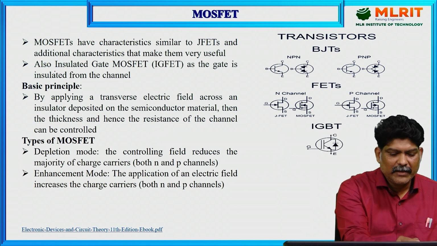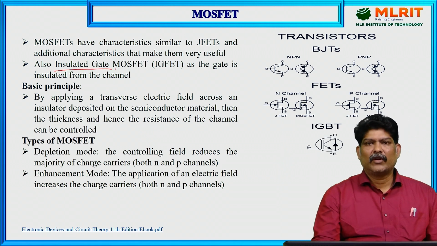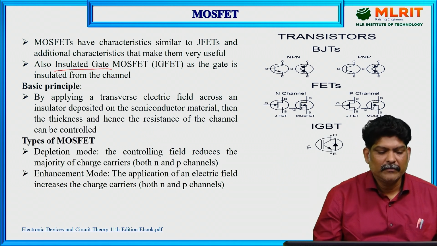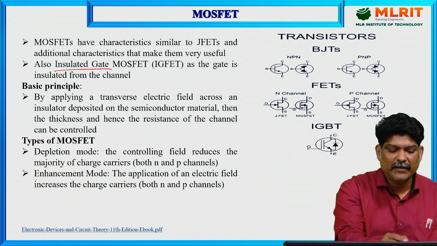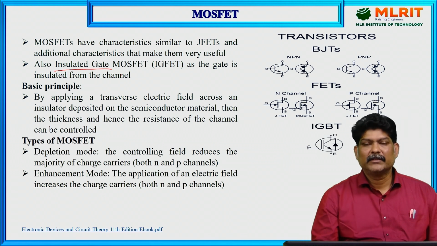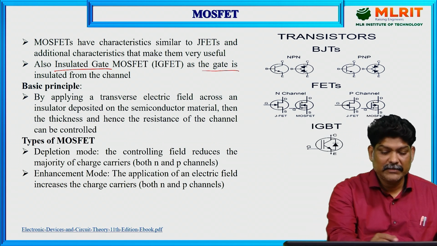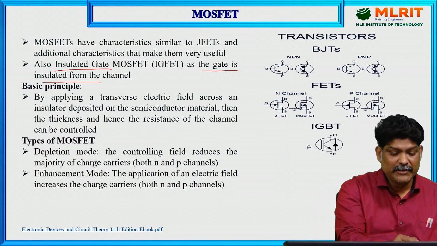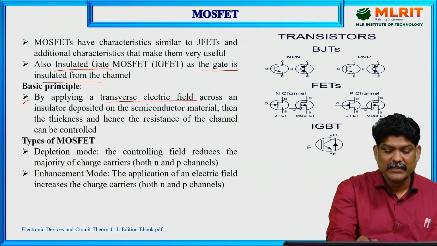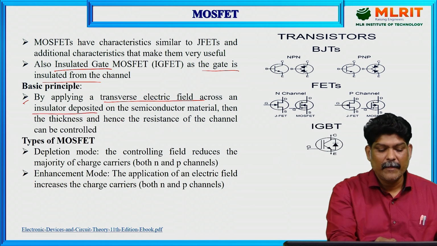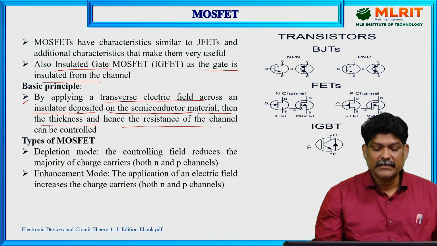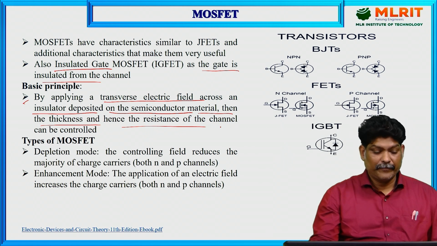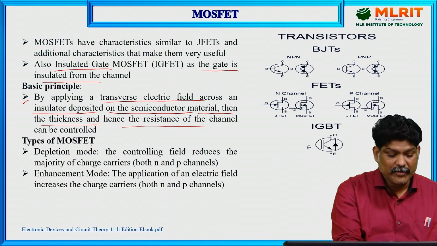MOSFET is also called IGFET, the insulated gate FET, as the gate is insulated from the channel. The basic principle is that by applying a transverse electric field across an insulator deposited on the semiconductor material, the thickness and hence the resistance of the channel can be controlled.